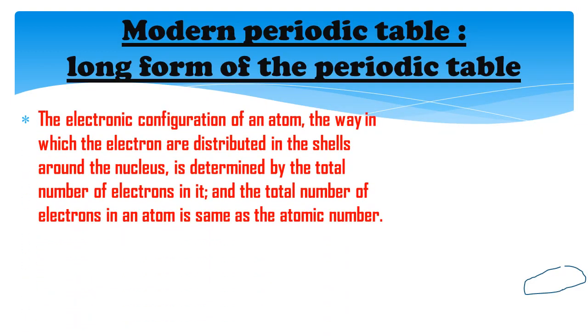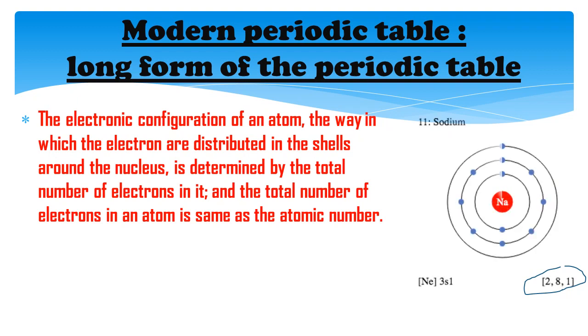Alright, so students, we have studied in the previous standard the electronic configuration of an atom. Now what does electronic configuration mean? This is the distribution of electrons in the particular shells of an atom around the nucleus. It is determined by the total number of electrons in it, and the total number of electrons in an atom is the same as the atomic number. That means the number of negatively charged electrons is equal to the number of protons in an atom.